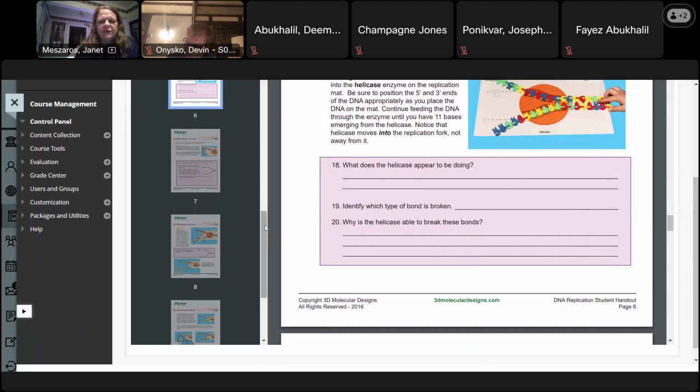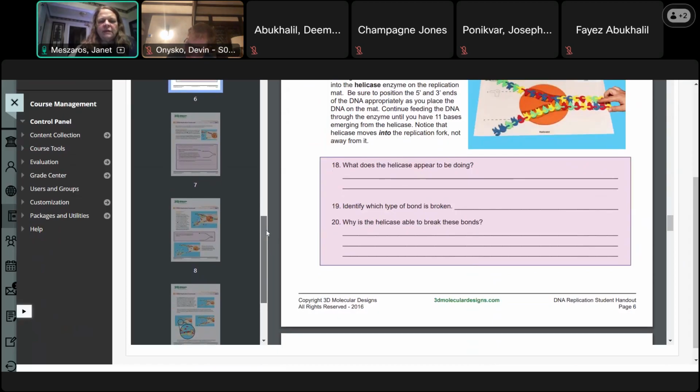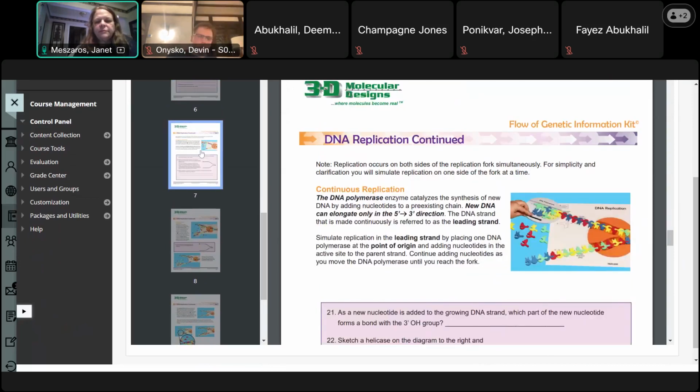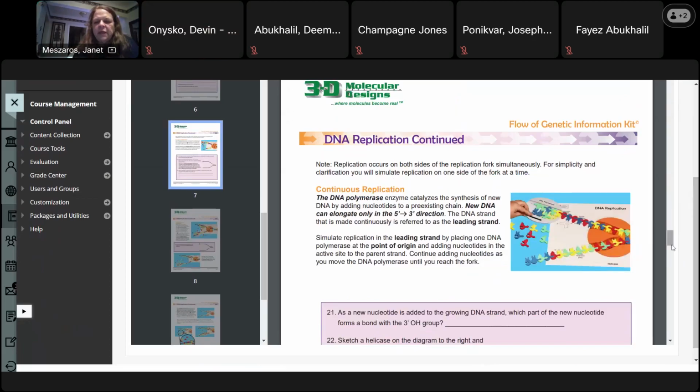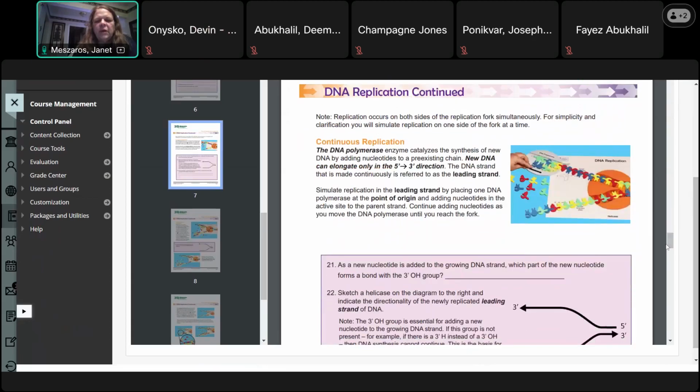So the first answer is it unwinds the DNA. Second answer is hydrogen bonds. And the next one is it's an enzyme specific for breaking the hydrogen bonds. Okay. Hopefully you filled that out. And we would have continued replicating the DNA. All right. And remember, the strands are anti-parallel.